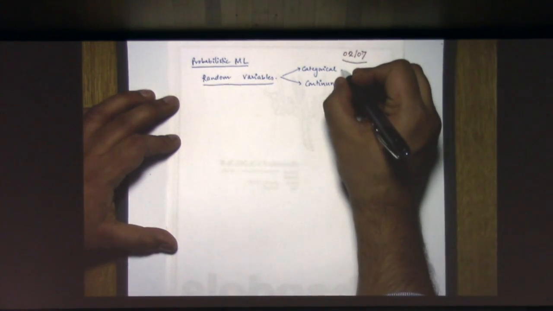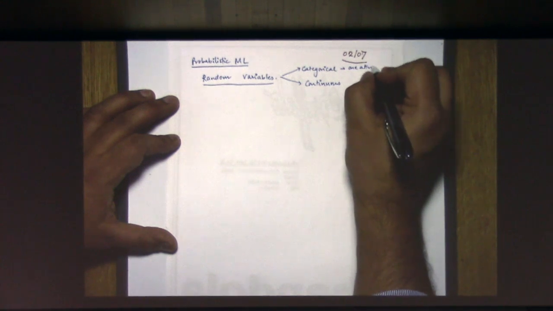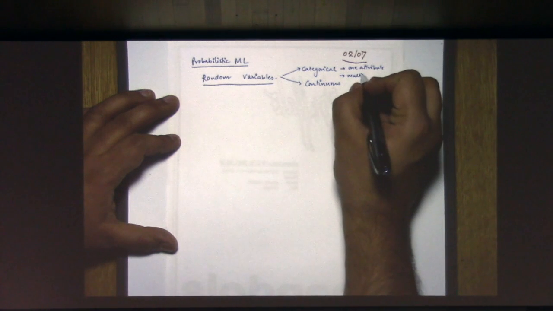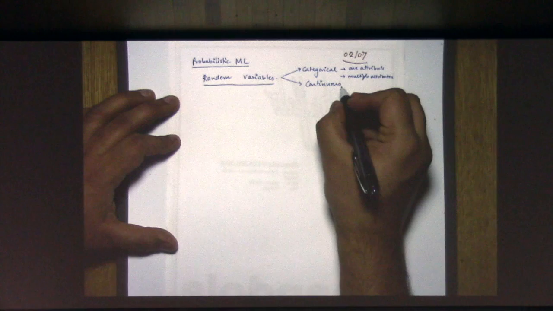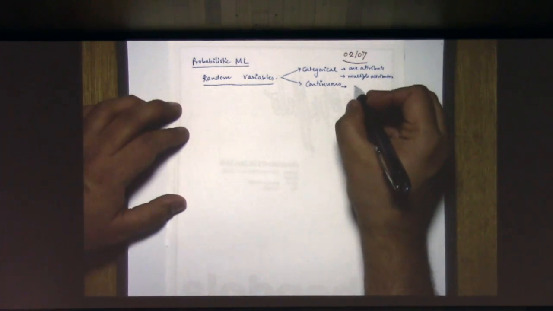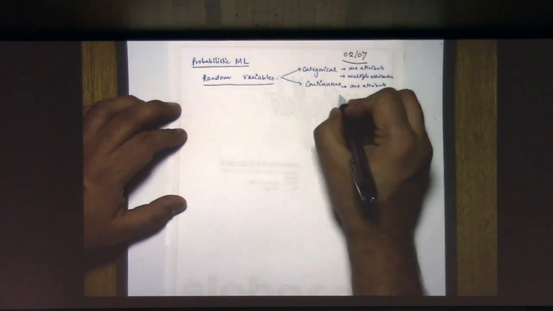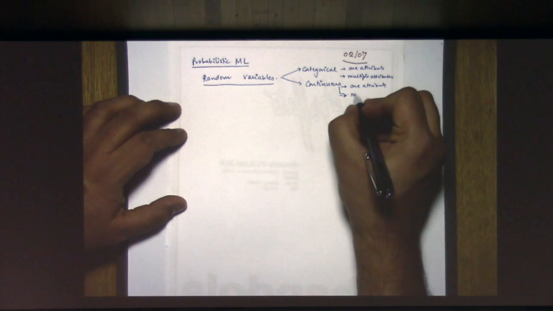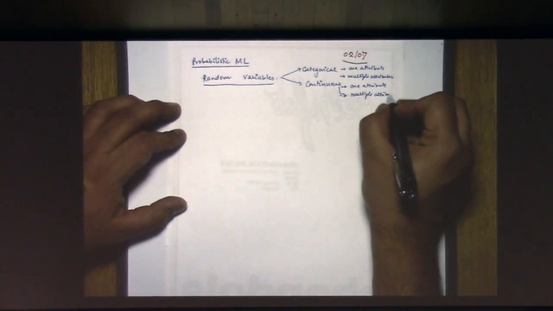So, for example, essentially one attribute and multiple attributes. Right? And the same thing with continuous. You could have a single variable, one attribute, or a vector of attributes. Right? So we looked at all of these.